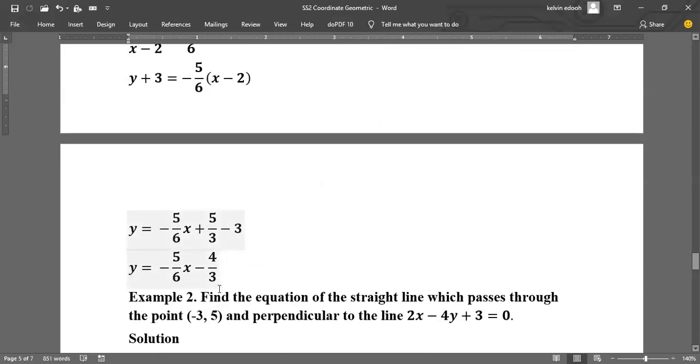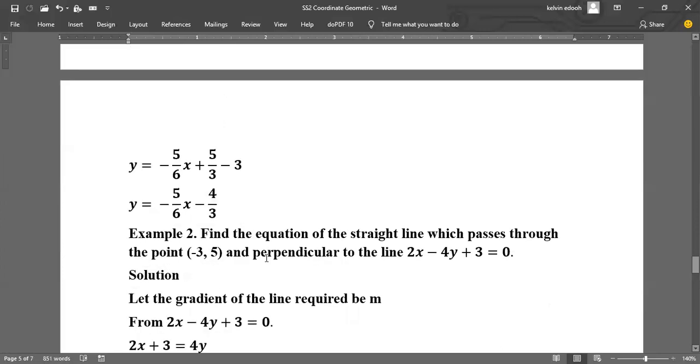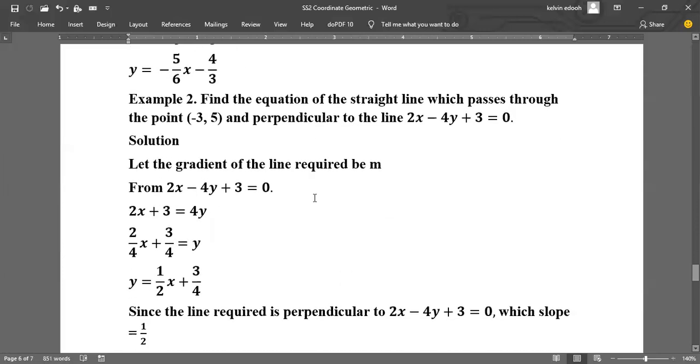So now this is the equation of a straight line. You can see from this equation of a straight line, we know that the slope, the gradient, is what? Minus 5 over 6, while the intercept is minus 4 over 3. Clear? Now let's go to the application.